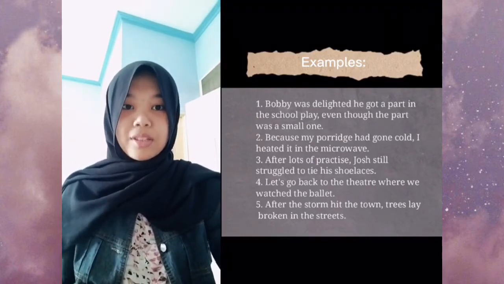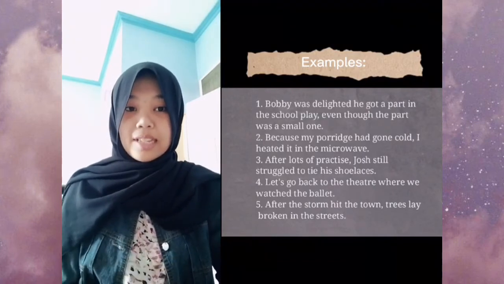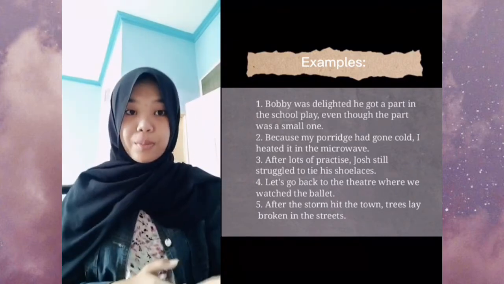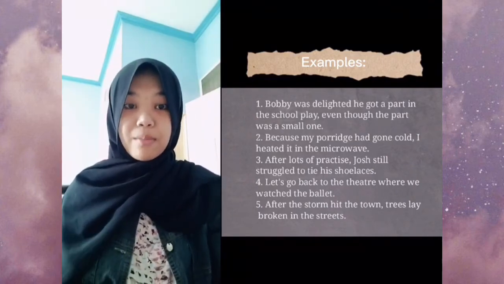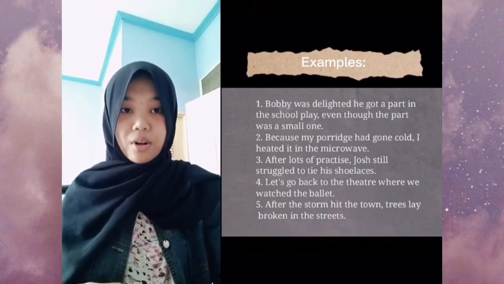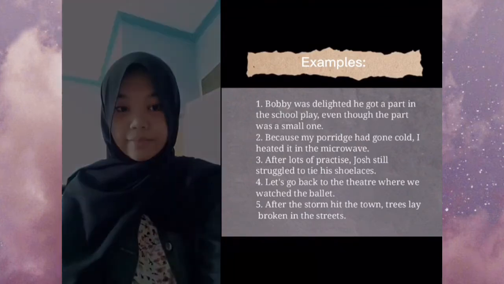Let's go back to the theater where we watched the ballet. Let's go back to the theater is an independent clause. After the storm hit the town, trees lay broken in the streets. In that sentence, trees lay broken in the streets is an independent clause.